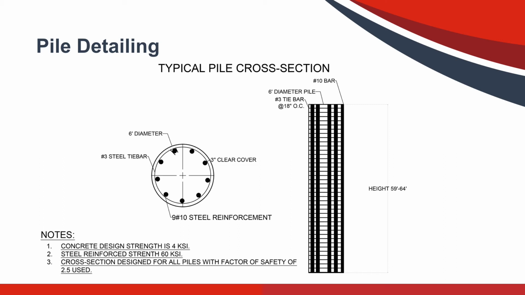Once the pile dimensions were determined, reinforcement was detailed. It was decided to use 9 number 10 steel bars as longitudinal reinforcement with 3-inch cover and number 3 tie bars at 18 inches center to center. The pile's design should be more than adequate to withstand the building loads for the new residence hall.